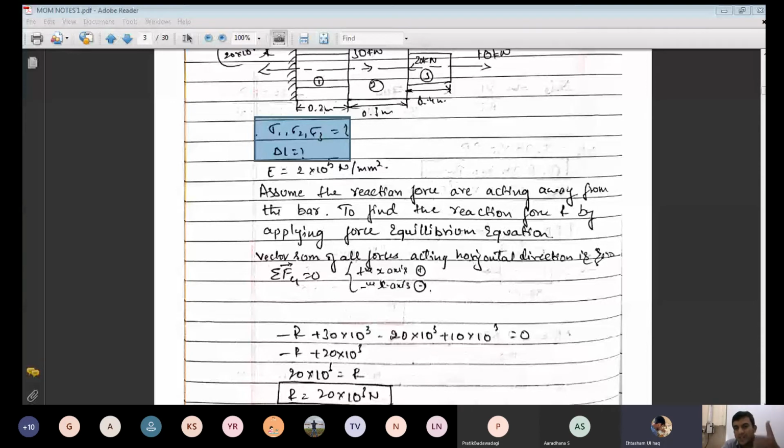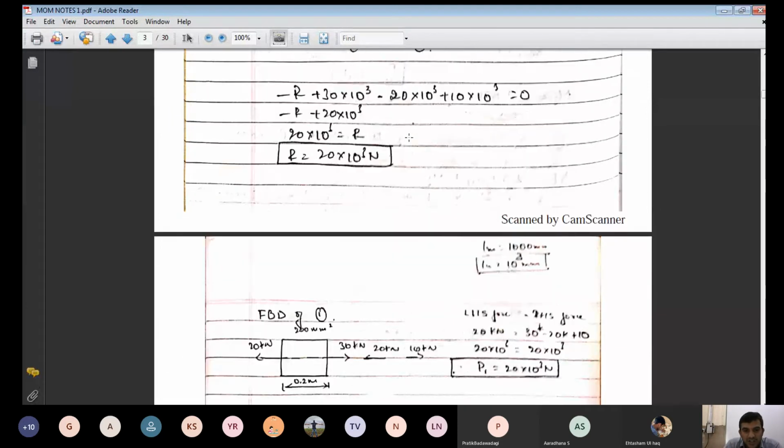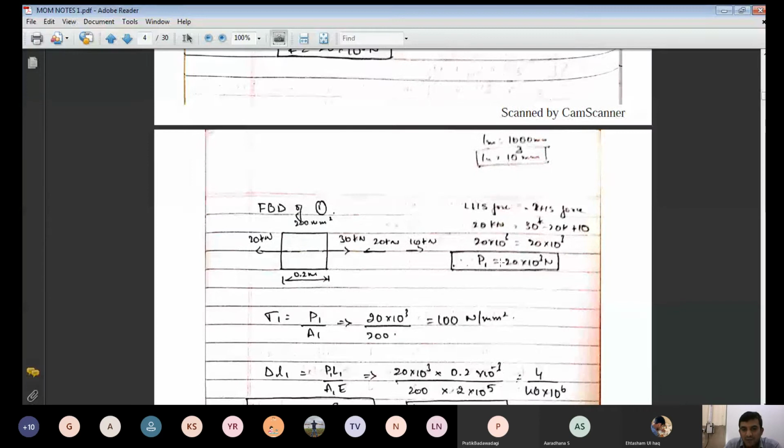Throughout our subject, dimensions are in millimeter, force should be in Newton, and Young's modulus in Newton per millimeter square. If the portion is subject to tensile force, it is plus P. If a portion is subject to compressive force, the net force is compressive, so you should take minus P. For portion one, you get only tensile force, right?